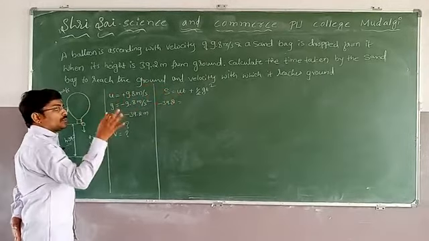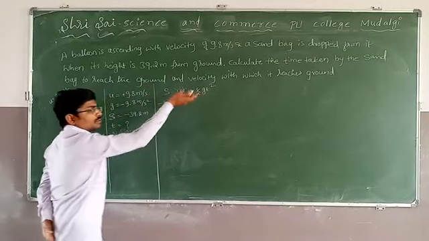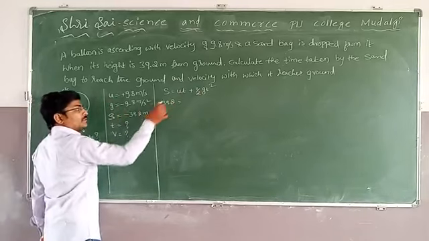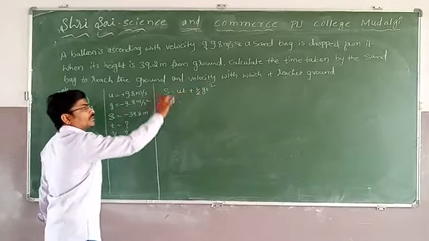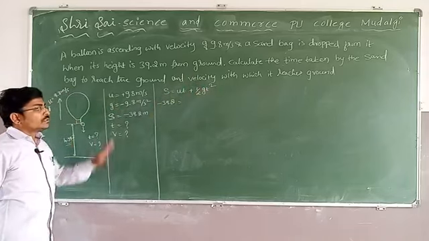What about T? We don't know T. We have to find it out. And what about 1 by 2? G also we can put 9.8. G value is there in this equation. Almost all the terms we know. S is known, U is known, G is known, T we have to find out. This is the first part.